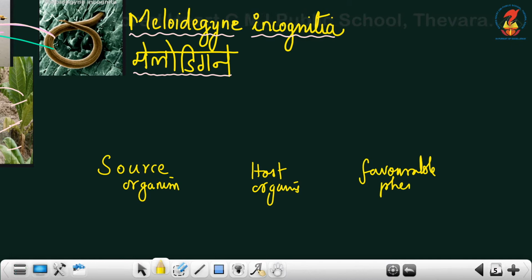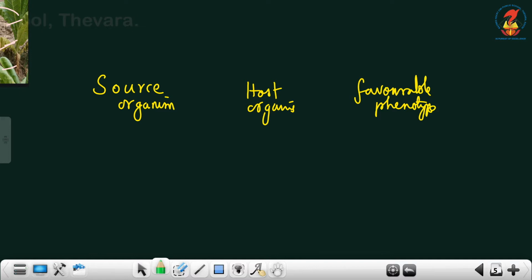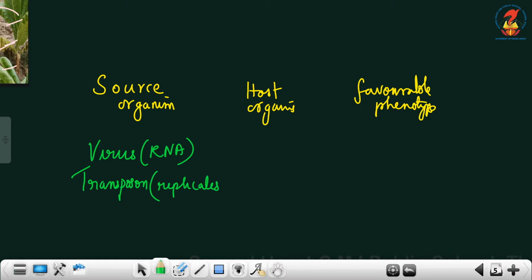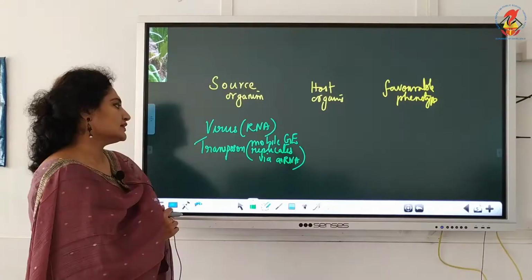Here the source organism, in the case of this particular tobacco, the source from which we are deriving the gene of interest, is a virus that has RNA as a genetic material. We know it's a retrovirus, or it can be a transposon. A transposon is a mobile genetic element which replicates via an RNA. Clear? Either this or this. Anyone can be used as a source.